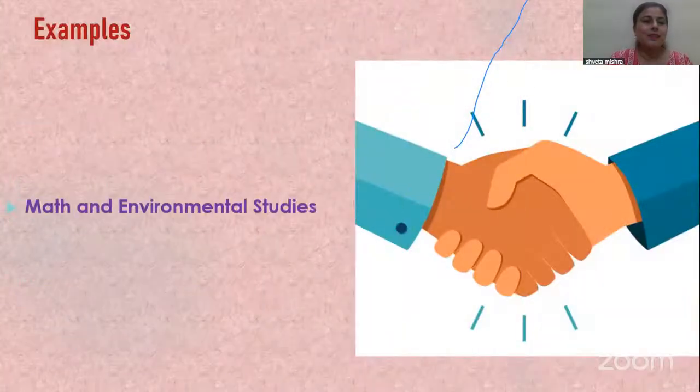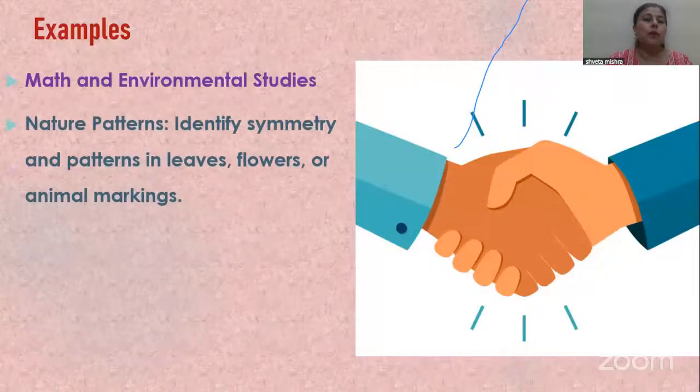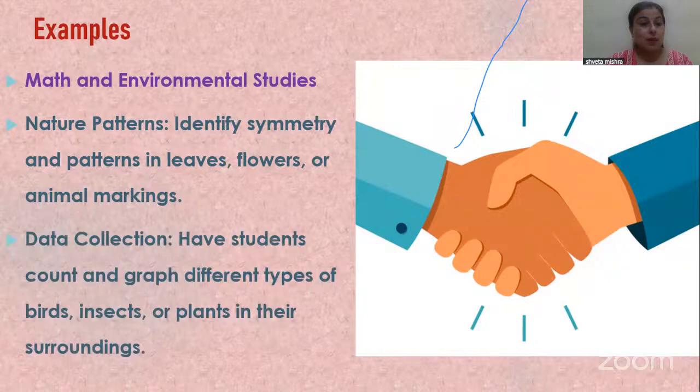Now let us see some examples. Maths and EVS studies, how nature patterns identify symmetry and patterns in leaves, flowers, and animal markings. Data collection: have students count and graph different types of birds and insects that they see in their surroundings and let them come up with their own data interpretation also.